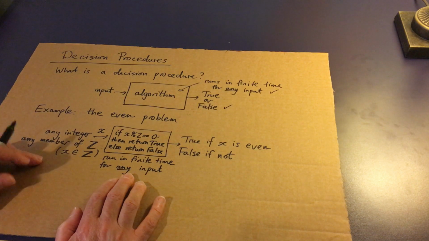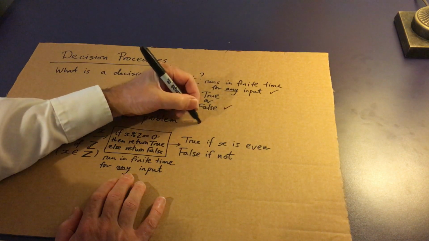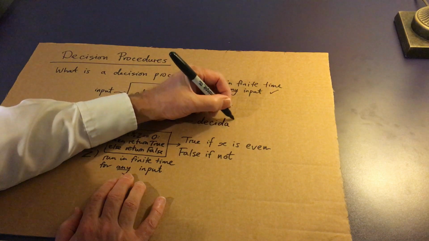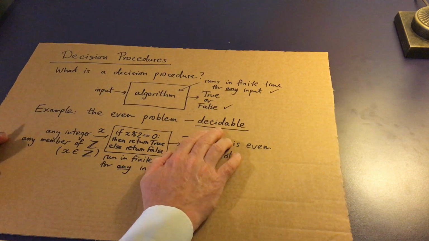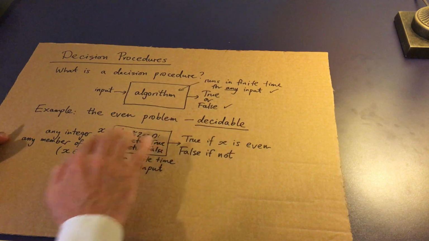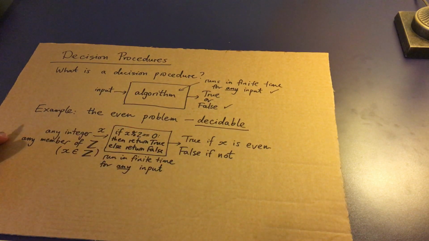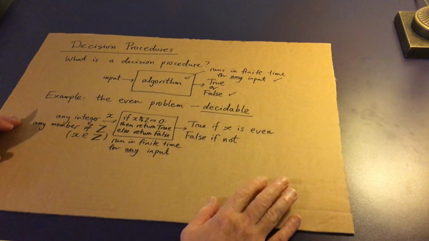So this is the decision procedure, and that means the even problem is decidable. Decidable. A problem is decidable if you can create a decision procedure for it. And for the even problem, the decision procedure is that, and it works. So it's a decidable problem.